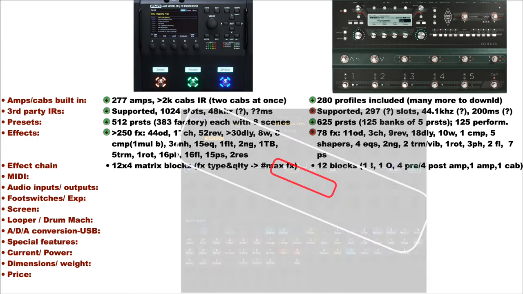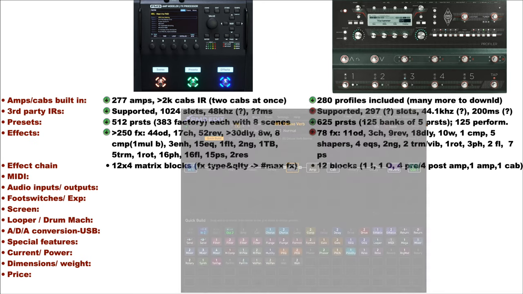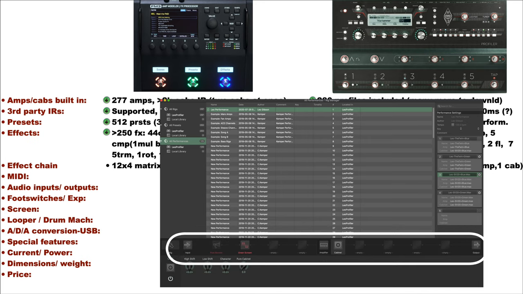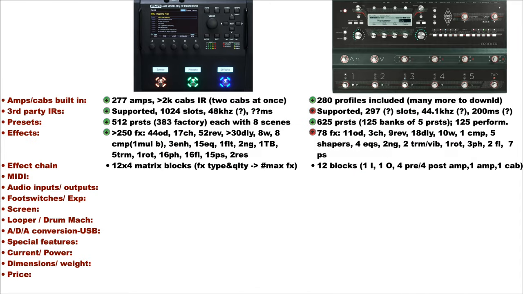Another important difference between the two units is that with FM3 you can arrange the effects in a matrix of 12 by 4 blocks, whereas with the Kemper you have 12 blocks one after the other, with 4 blocks before the amp cab block and 4 after. So the Kemper is simpler but much more rigid. With FM3 you have a lot of flexibility in building your signal chain. So as regards effects, I would say that the FM3 is superior, both for the number of effects offered and also for the flexibility that it offers in placing effects in the signal chain.